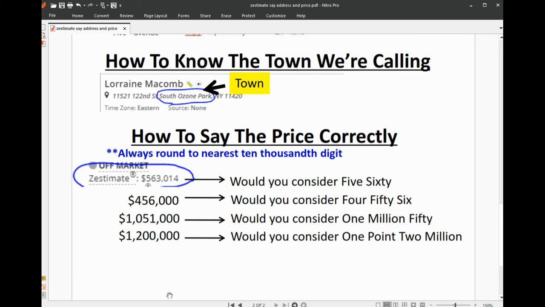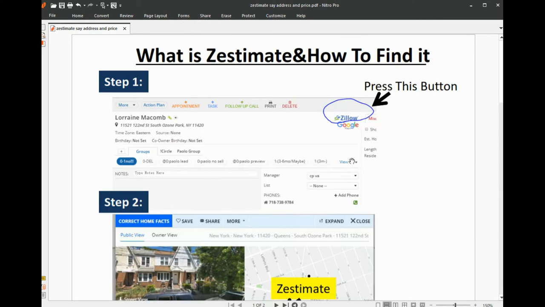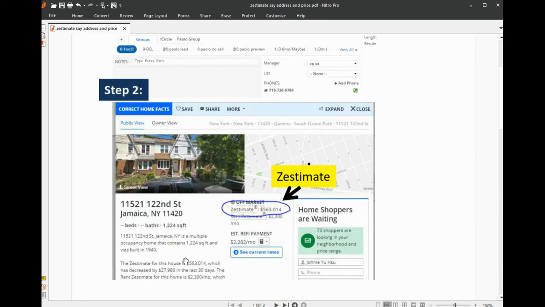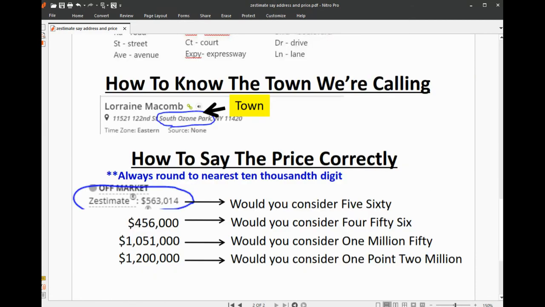Then when you see a 2 following by 1, then you just say, would you consider 1.2 million? If this is the figure that you see from a Zestimate, okay? I'm not saying that we just come up with a ghost number. You have to first click on the Zillow icon from the dialer. It's going to take you to the property website of Zillow on this address, and then we'll check this estimate on this particular address. And if it shows this figure, we'll just ask them, would you consider 1.2 million? If it's this figure, would you consider 1,050,000?